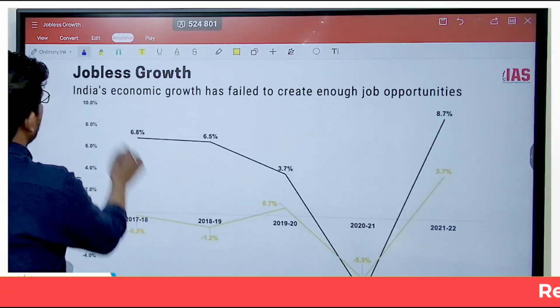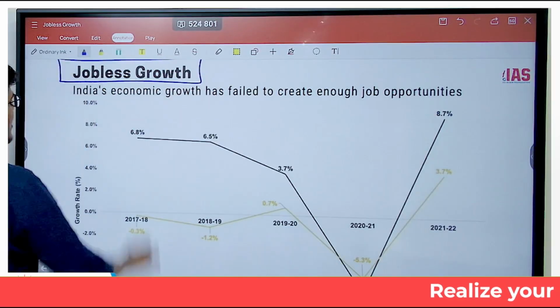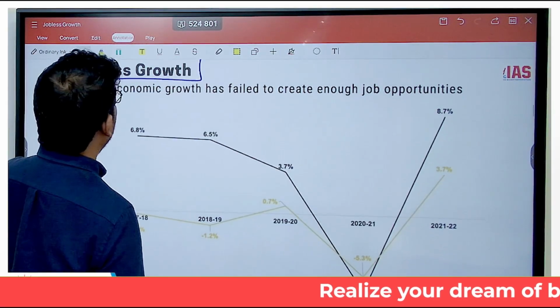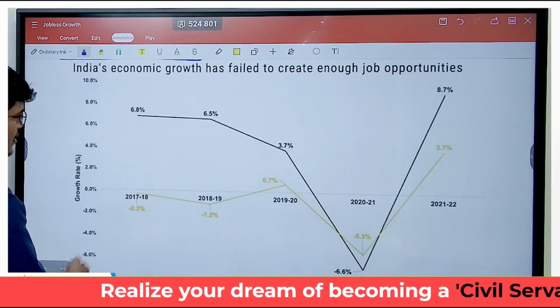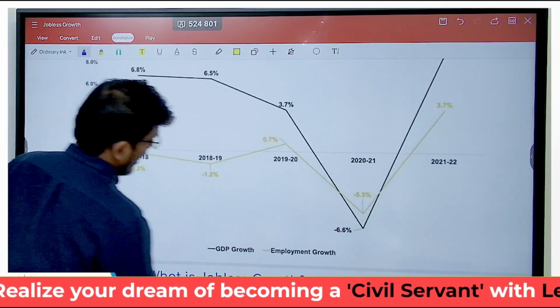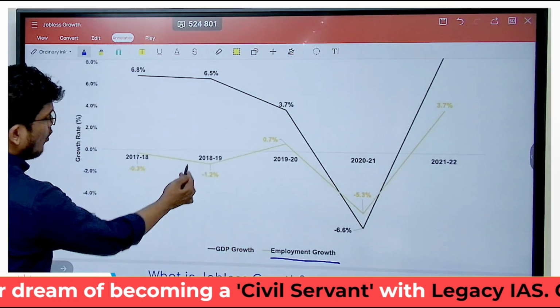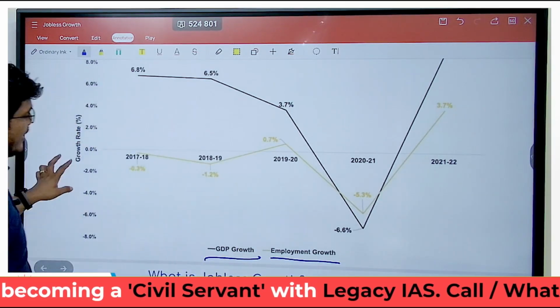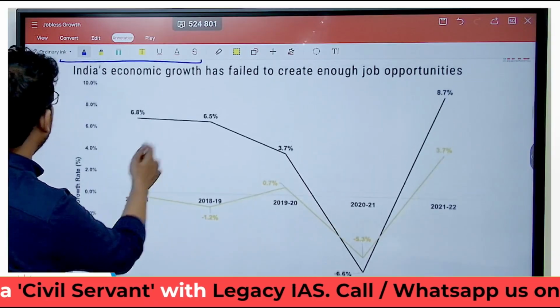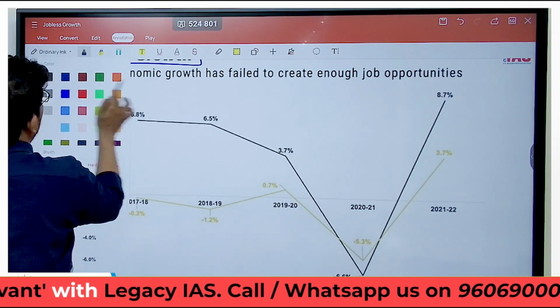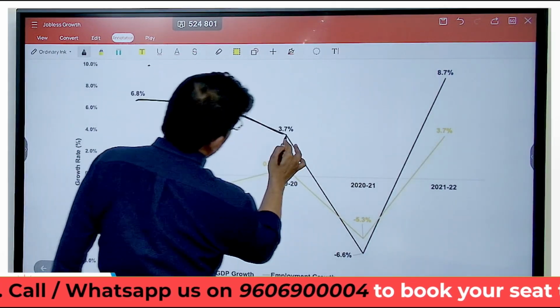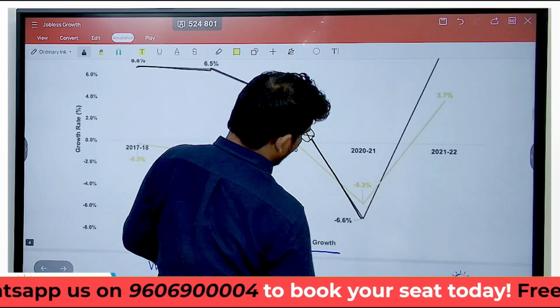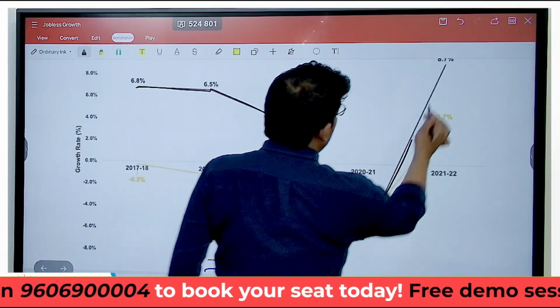So let us look at the jobless growth. Why and how are we saying that this growth is jobless? This simple graph tells you that. Here we have the employment rate in yellow and GDP growth in blue, or black, sorry. Let's talk about GDP growth first. This is the GDP growth. It has gone down, of course, it is the COVID year, but again it went up.